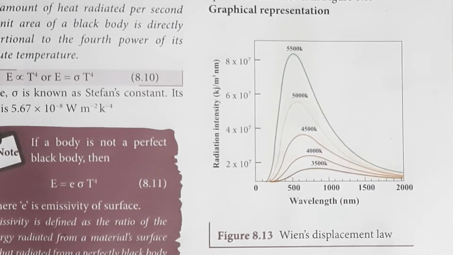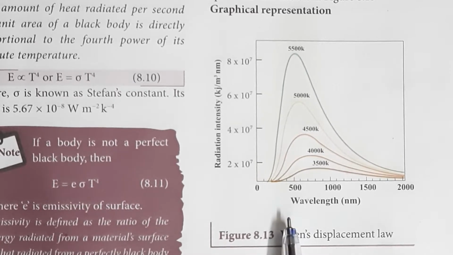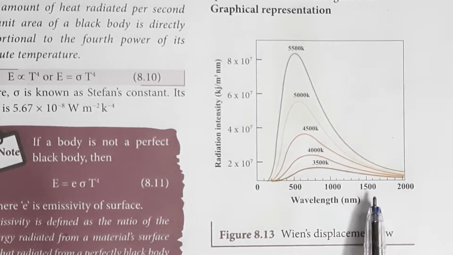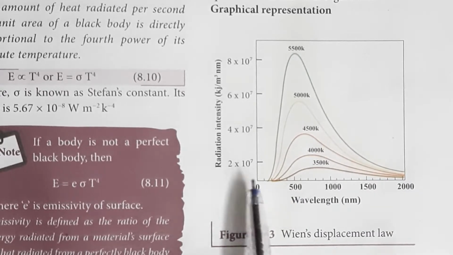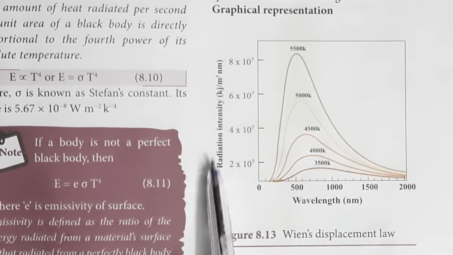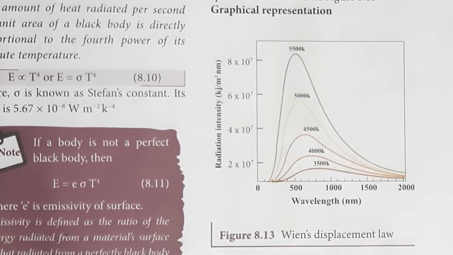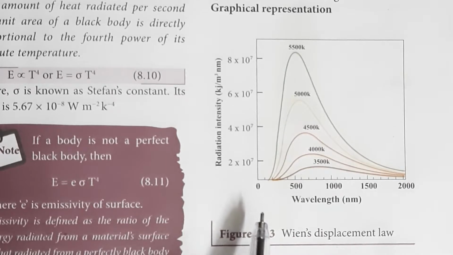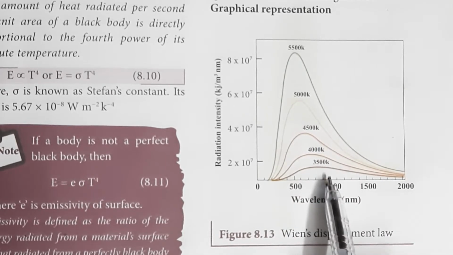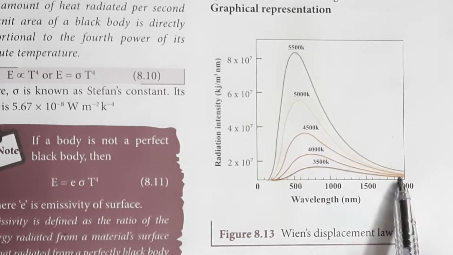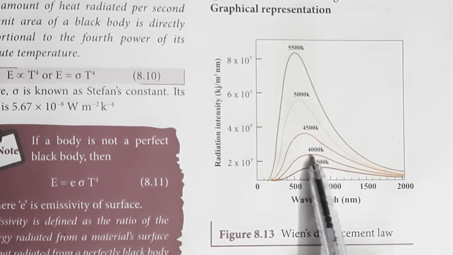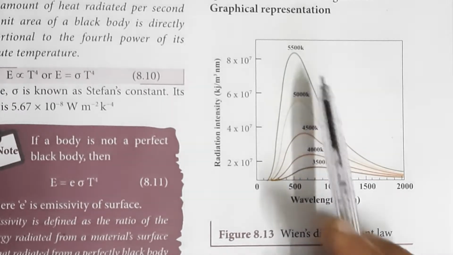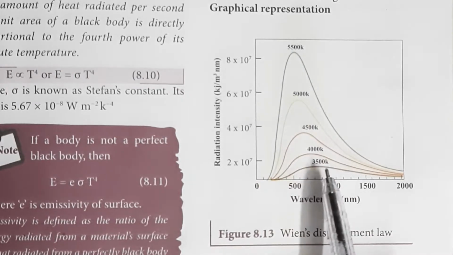Look at this figure, Wien's displacement law. The x-axis is wavelength in nanometer: 0, 500, 1000, 1500, 2000. And the y-axis is radiation intensity. When they plot a graph for different temperatures, we get a structure like this. For 3500 Kelvin, we got a graph in this manner. For 4000 Kelvin, this is the graph. For 4500, so with the increase in temperature, we are getting different curves.